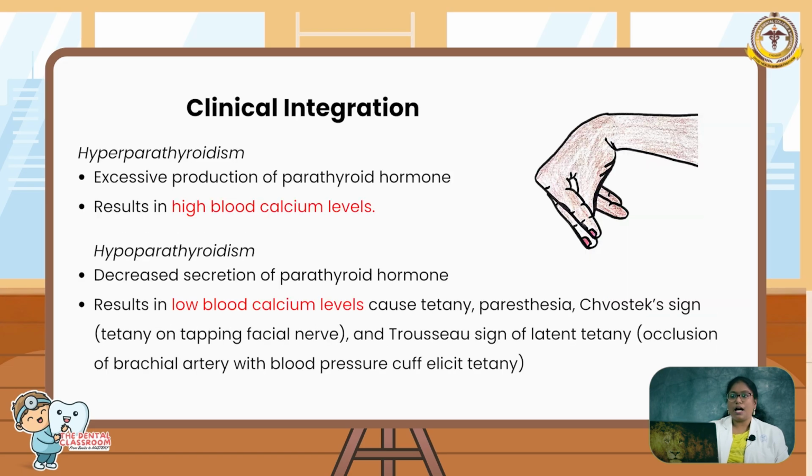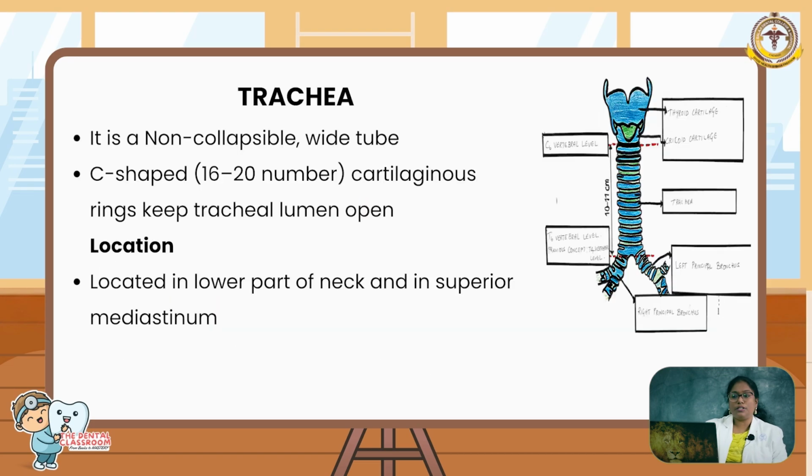Clinical aspect: hyperparathyroidism, excessive production of parathyroid hormone, results in high blood calcium level. Hypoparathyroidism, decreased secretion of parathyroid hormone, results in low blood calcium level causing tetany, paresthesia, Chvostek's sign and Trousseau's sign of latent tetany. Next we will see about the trachea.